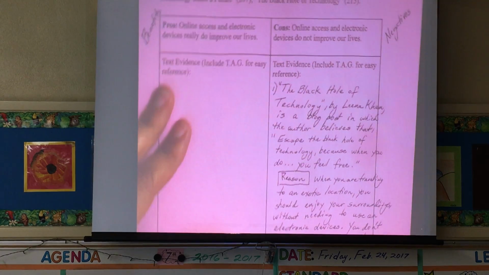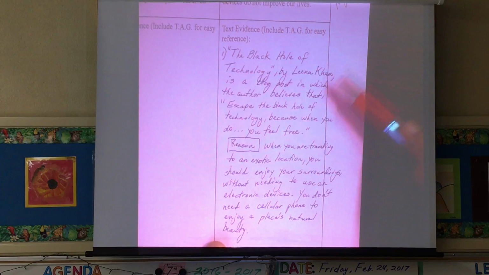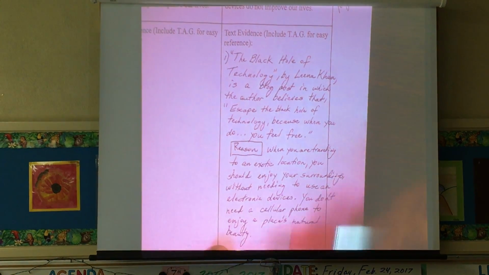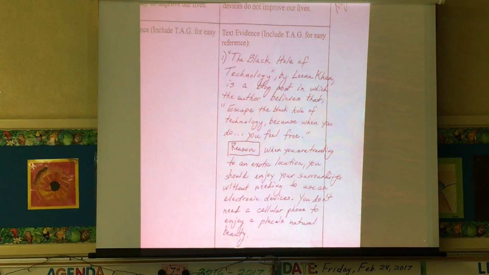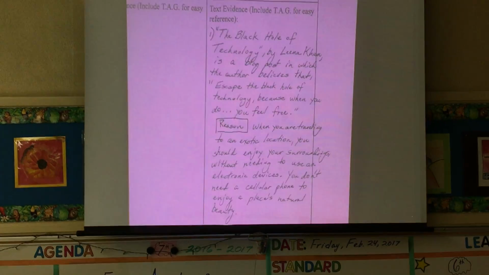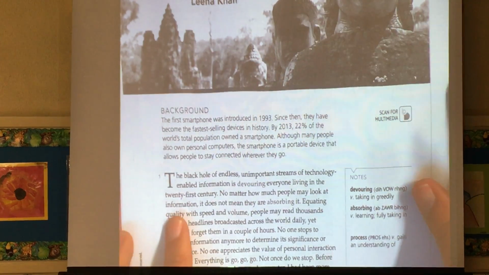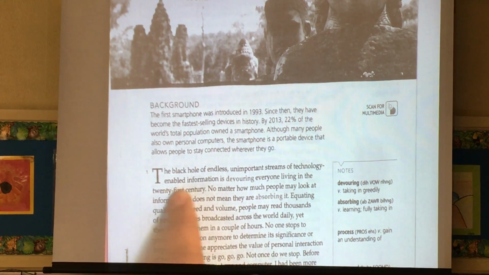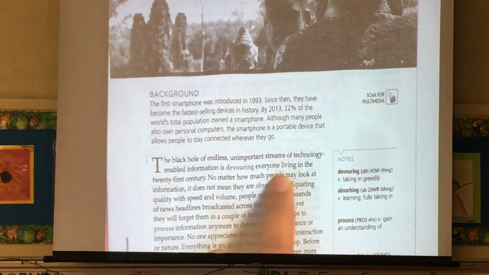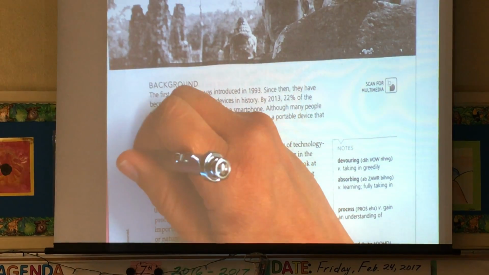Okay? So I took the author's opinion, what the author believes, to support my opinion. I wrote the TAG, basically what the author believes, and you can find that usually in the last sentence of the text, or also she states it differently, and I'll say this for later. She states in the first sentence, "The black hole of endless, unimportant streams of technology-enabled information is devouring everyone living in the 21st century." So I'll save this for later. I'll put a little star here.